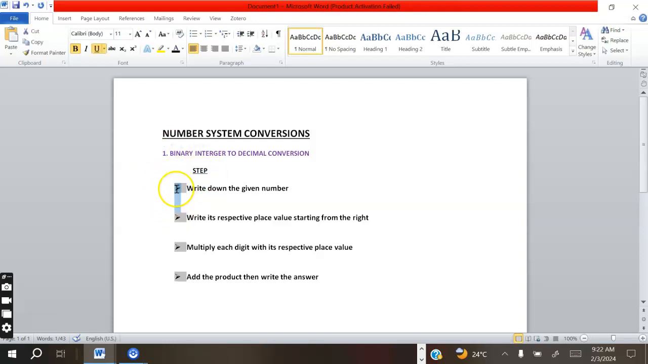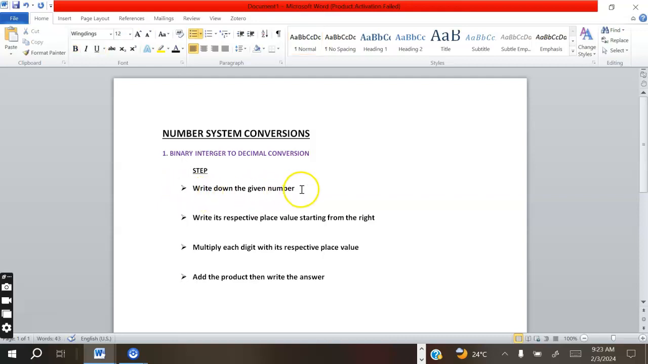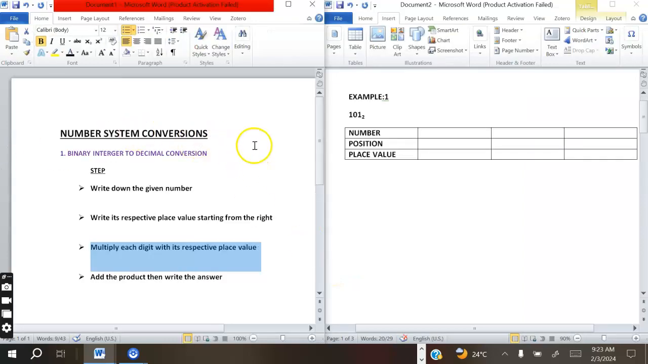Step number one, you write down the number. Step two, you write its respective place value starting from the right. Step 3, you multiply each digit with its respective place value. And lastly, you add the products, then write the answer. So let's go to our example.